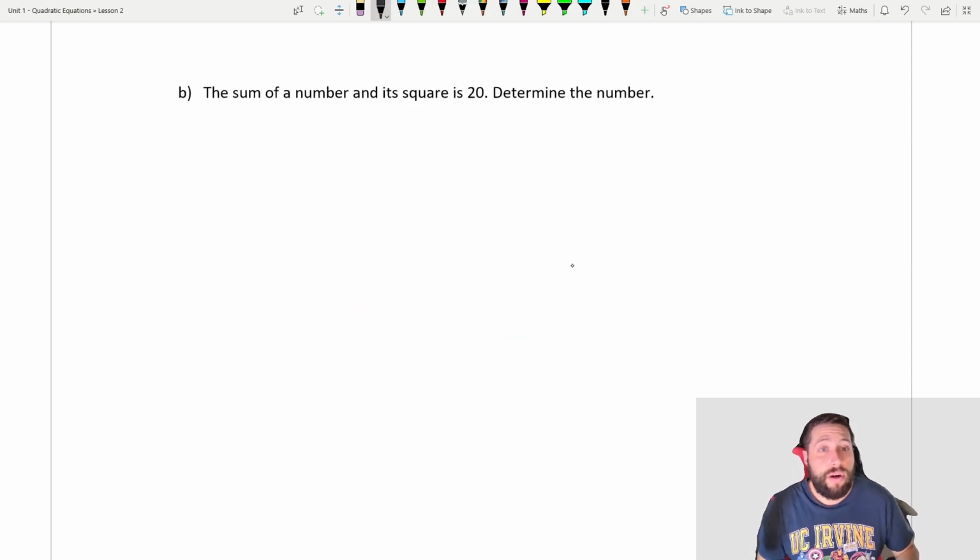Moving on to B. The sum of a number and its square is 20, and we are going to determine that number. Okay, so the sum of a number and its square is 20.